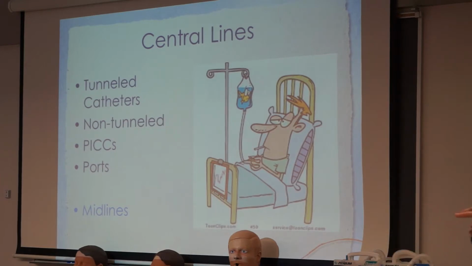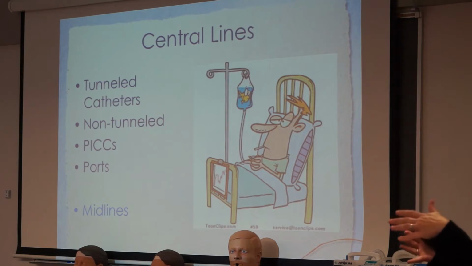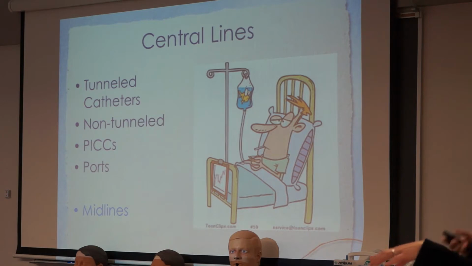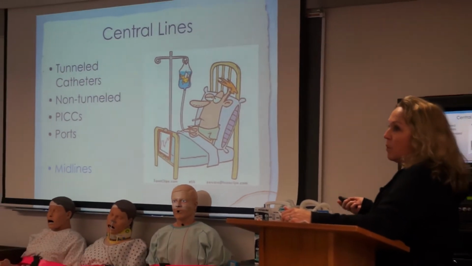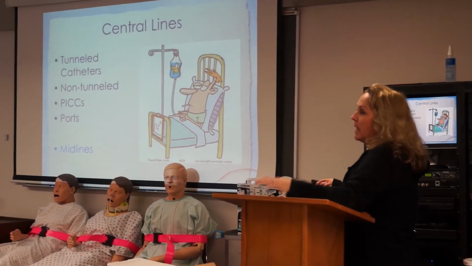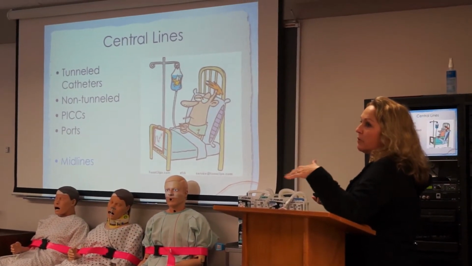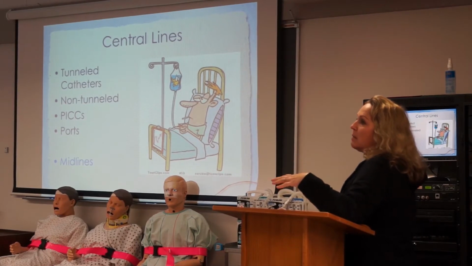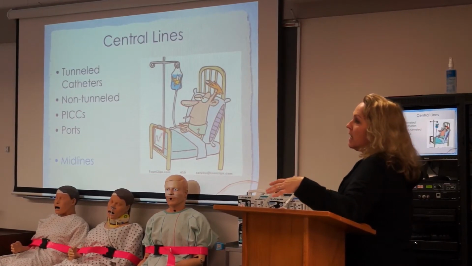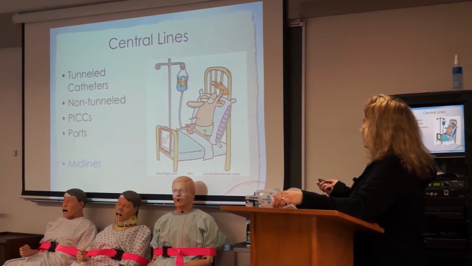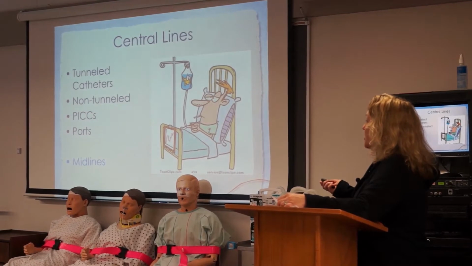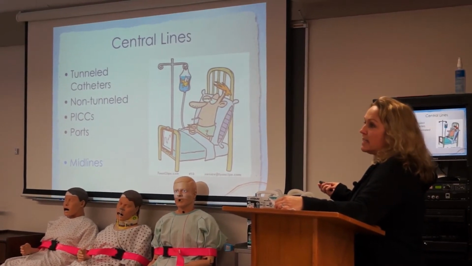Now, central lines cover a lot of different types of lines. Arterial lines are central lines, but we're not going to be talking about arterial lines today. We're talking just about venous access devices. Tunneled catheters, non-tunneled catheters, PICCs, and ports are all considered central lines. Then we have what are called midlines. They're technically a peripheral IV, but they can stay in for up to 29 days, so they're kind of a gray area in terms of lines. We'll talk about those as well. So you have a lot of different types of central lines or venous access devices available.